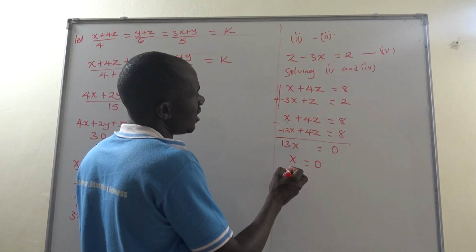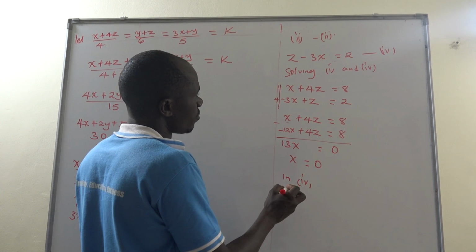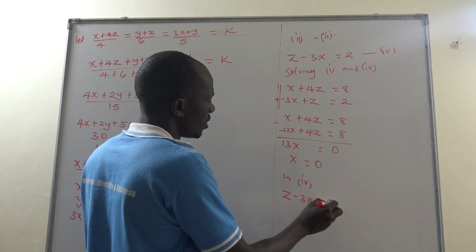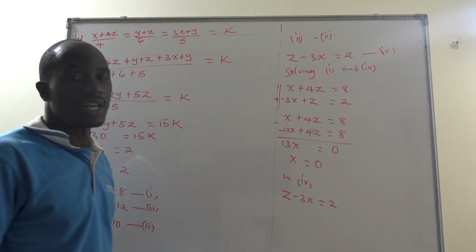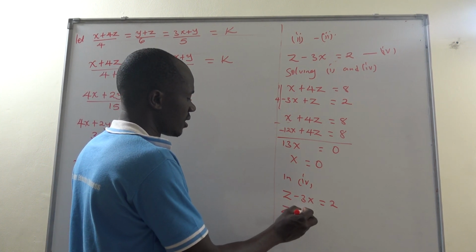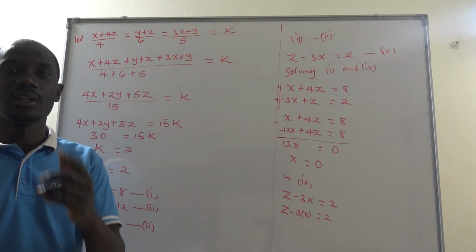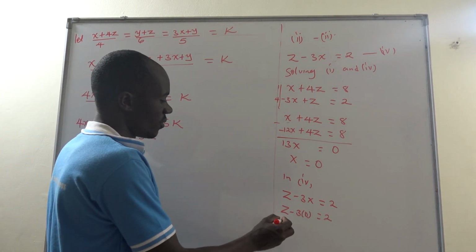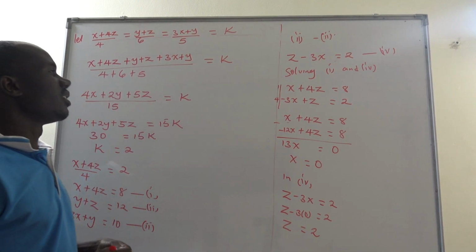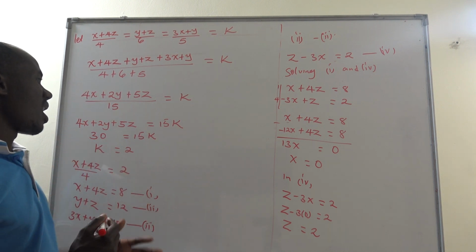I can say in Roman 4, what was Roman 4 saying? z minus 3x equals 2. But we have already got our x as 0. So when you substitute, it becomes z minus 3 times 0 equals 2. Any number times 0 remains as 0. So eventually it will remain with z equals 2. After getting z equals 2, then we are remaining with getting the value of y.